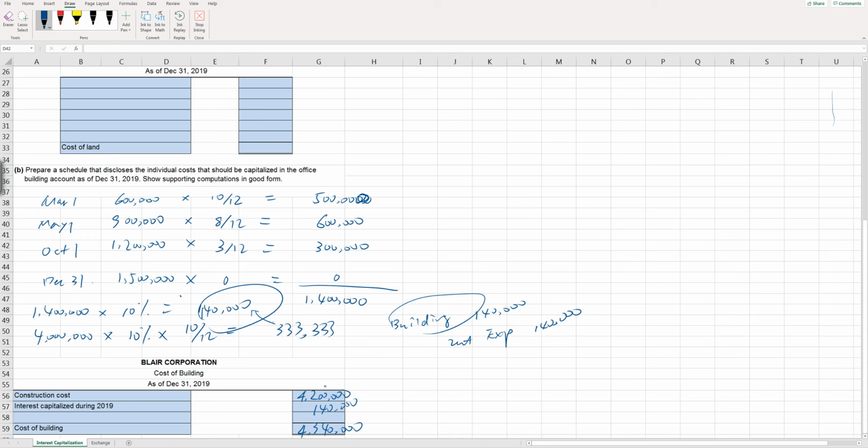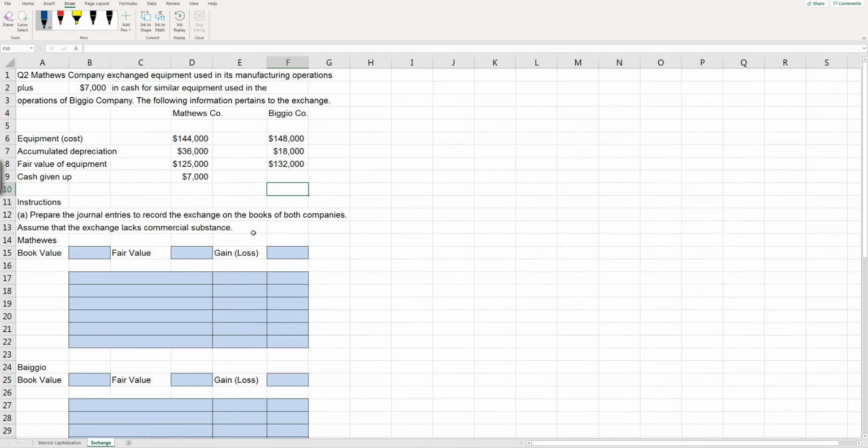So the second question is a non-monetary exchange in which we exchange our assets with another company's assets. We may or may not pay or receive cash. A small amount of cash could be involved. So let's look at the setting.